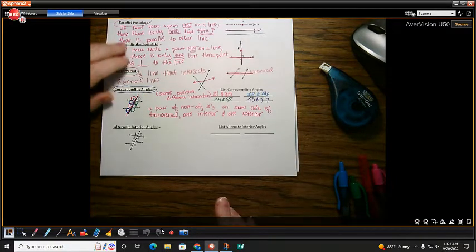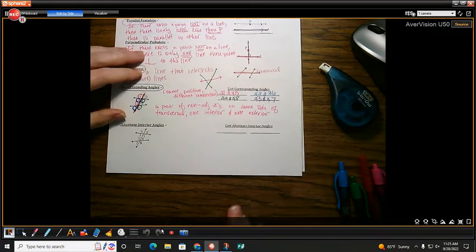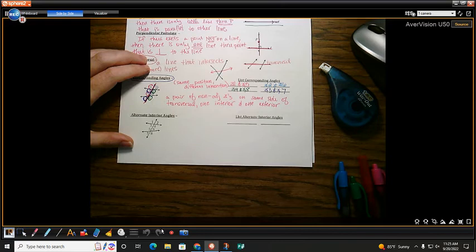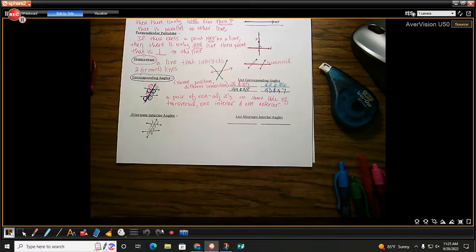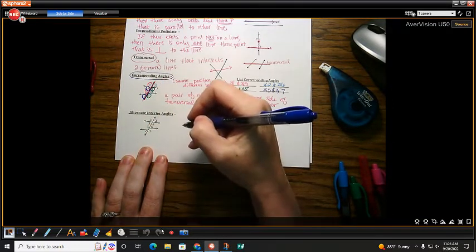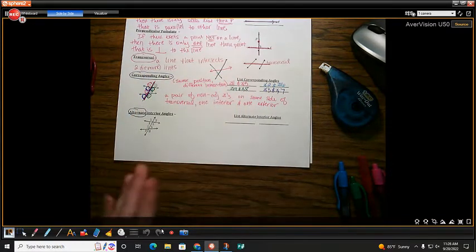So now let's talk about a different set of relationships. This is going to be our alternate interior angles. Now, remind me, what does interior mean? Inside of what do you think we're going to be inside of? The 2 lines. So interior of the double lines. What am I going to be alternating? Side of the transversal. That's going to be which side of the transversal.